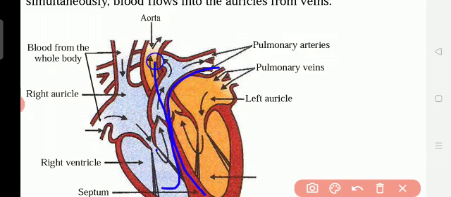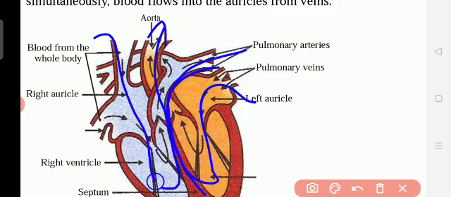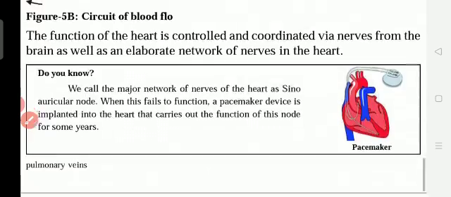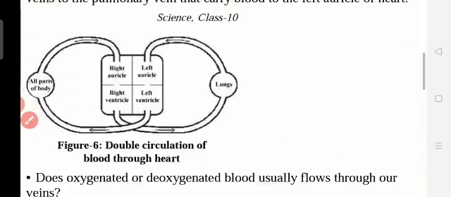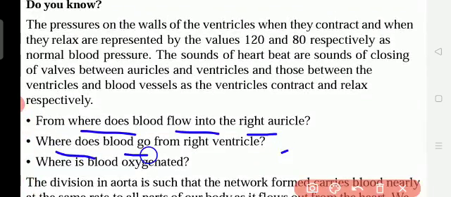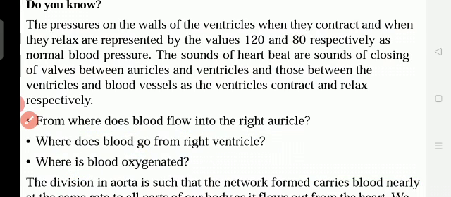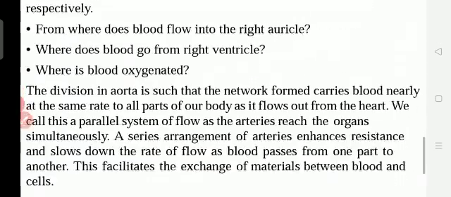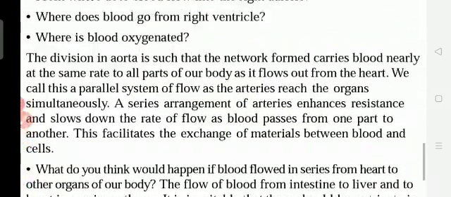And those between the ventricles and blood vessels, as the ventricles contract and relax respectively, again valves are there between the ventricles and the blood vessels. From the ventricles, pure blood goes out. From the auricle, blood comes to the ventricle, and from the ventricle, pure blood goes to all parts of the body. And again, from the right auricle it comes to the right ventricle, and from the ventricle, impure blood goes to the lungs. So the ventricles have contact with the blood vessels, and because of that also we hear the sound, as the ventricles relax and contract.